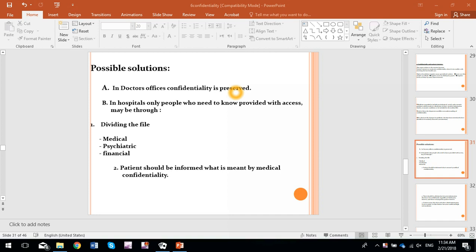The second is that the patient should be informed what is meant by medical confidentiality. If the patient has a misperception about what confidentiality means, we need to make him understand. We cannot keep this information secret because, for your sake, we need to provide this piece of information to a third party so as to cover the cost of care for you. So we need to orient the patient about what medical confidentiality means.